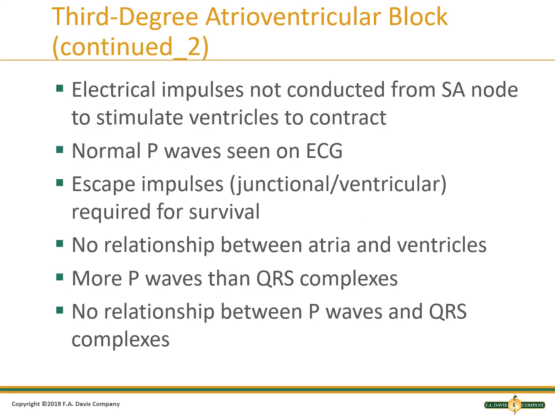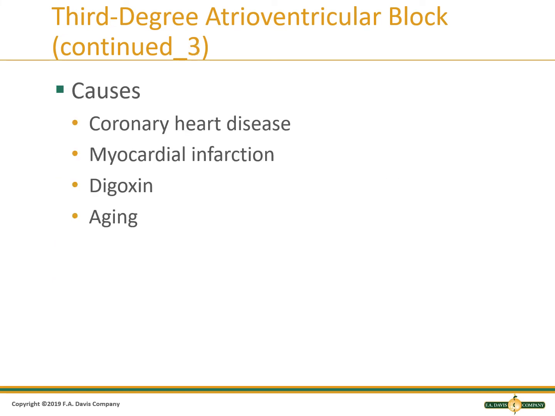To summarize, in the third degree heart block, electrical impulses are not conducted from SA node to stimulate ventricles to contract. The normal P waves are seen on ECG. The escape impulses, junctional or ventricular, are required for survival. There is no relationship between the atria and the ventricles. There are more P waves than QRS complexes, and there is no relationship between P waves and QRS complexes.